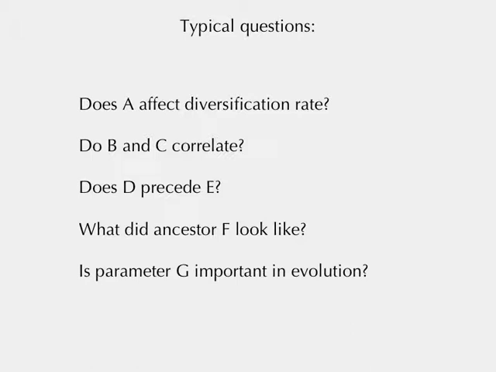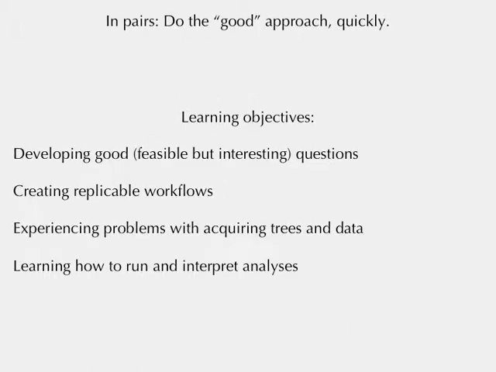And so you get these specific questions that relate to broader questions in biology, and answer them with phylogenies. So what you do in pairs is do the good approach quickly. This is not going to be a publishable result. Probably not. Maybe some will get things that are close to being publishable. My main point is I want you to start engaging with how you ask questions in this domain and how you get to an answer.